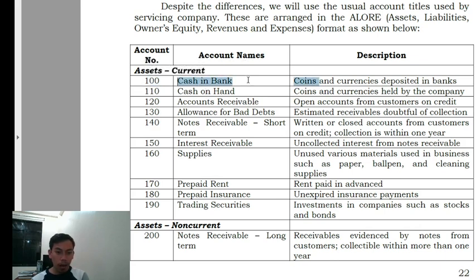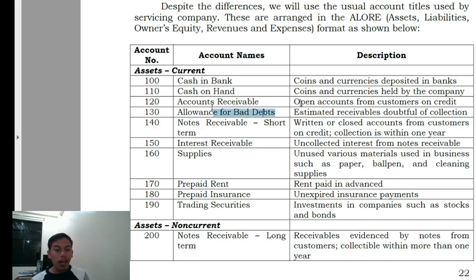So, cash in bank. Pera natin na meron sa bangko. So, coins and currencies deposited in banks. Next would be cash on hand. So, pera na hawak natin, held by the company. Accounts receivable. These are open accounts. So, utang ito ng mga customers. Wala silang written promise. Ang meron lang sa kanila, oral promise to pay their debt sa atin.